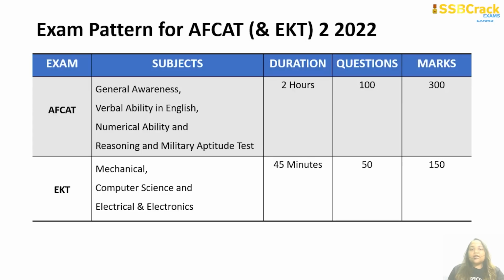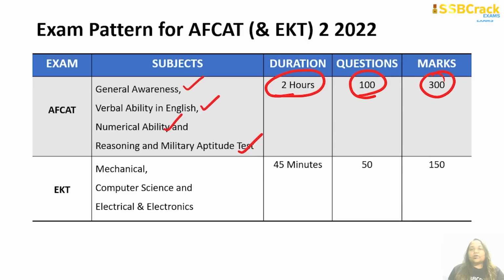As you all know, in AFCAT there will be 4 sections from where the questions will be asked, namely general awareness, verbal ability or English section, numerical ability, and reasoning and military aptitude test. Now in these 4 sections, a total of 100 questions will be asked, and it will be a paper of a total 2 hours, and the total marks will be 300.